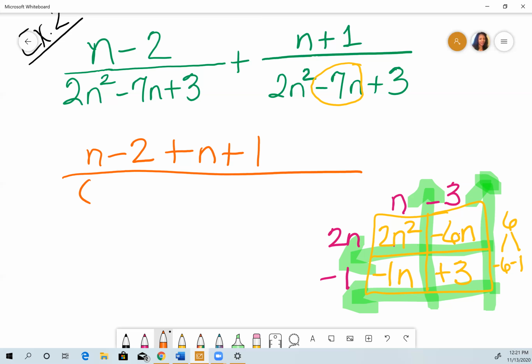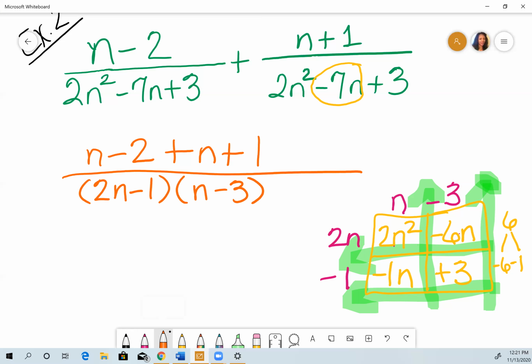Those are my factors. So I want to take that information and that's what's going to replace this original polynomial. So it doesn't matter if I use the n minus 3 first or the 2n minus 1. I'm just going to go ahead and go with the 2n minus 1 first and then multiply it times n minus 3. Those are my factors, but it means the exact same thing as the 2n squared minus 7n plus 3.